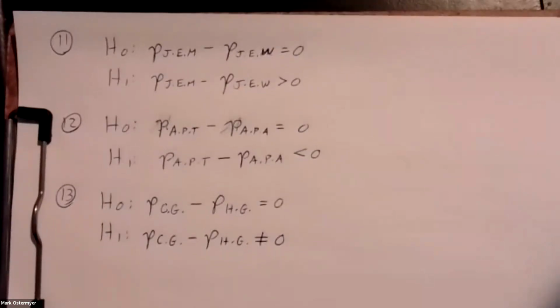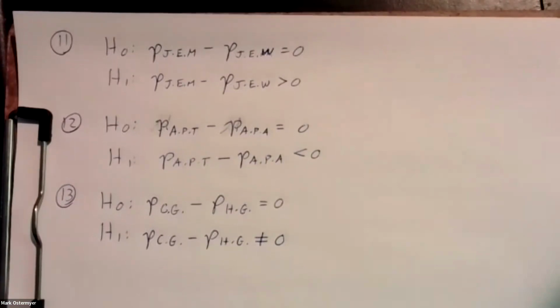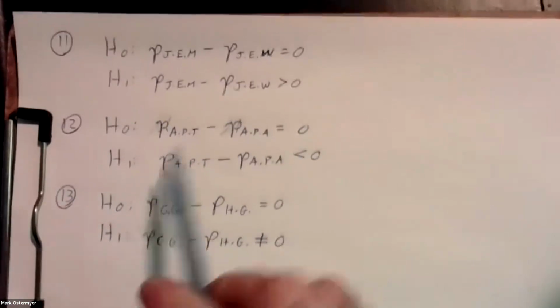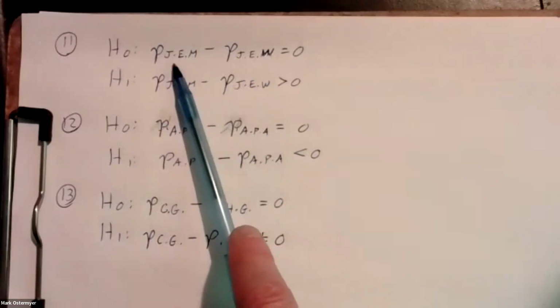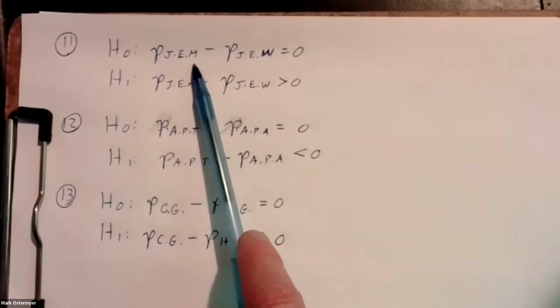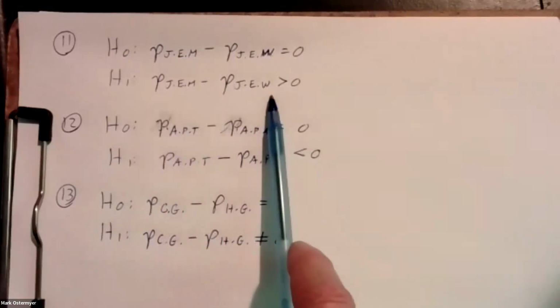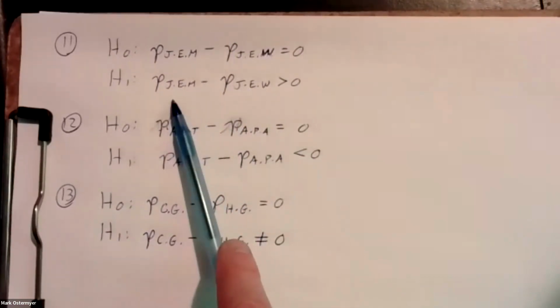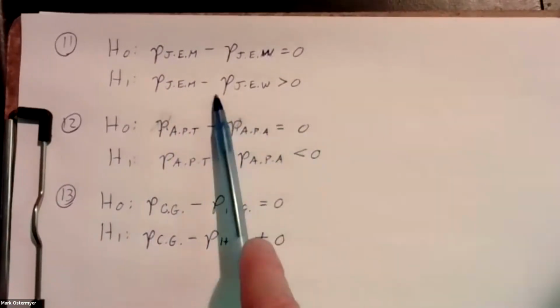All right, for number 11. A researcher believes the percentage of emails that are junk and not read by males is greater than the percentage of junk emails that are not read by women. So, the hypotheses. Null hypothesis says essentially there is no difference in the percentage of junk emails read by men and women, versus the alternative hypothesis that says the percentage of junk emails read by men would be greater than the percentage of junk emails read by women.